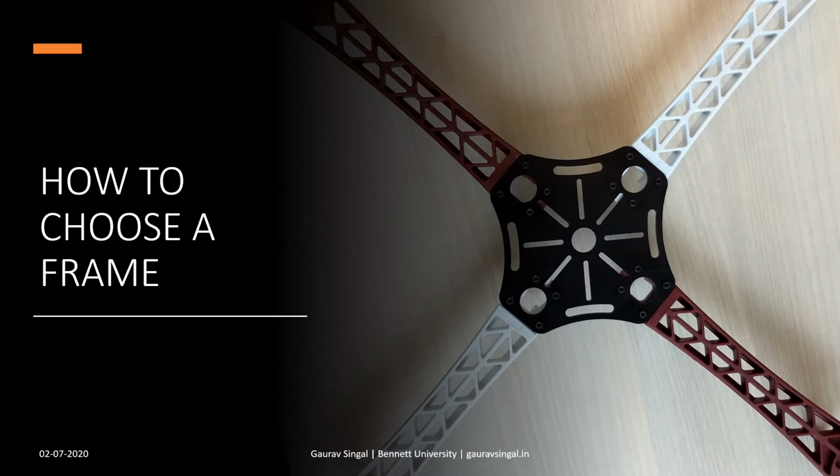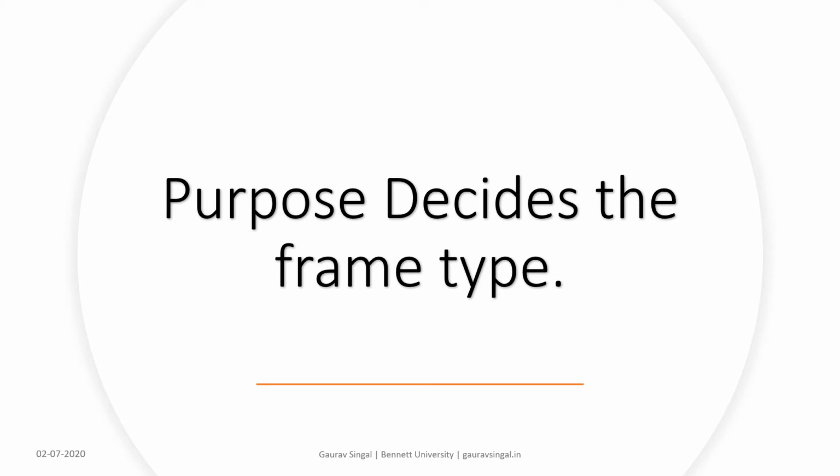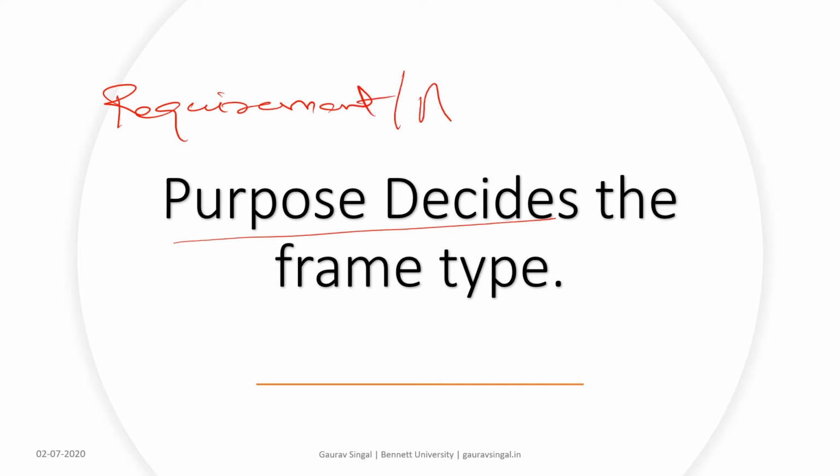So first of all is the frame. You can see this is a kind of frame. Okay, so the frame is there, but we have to see how to choose a frame. What kind of frame is required for your drone or for your quadcopter? The best definition is that the purpose decides, or you can say the requirement, the application will define what frame type you need, what is the suitable frame for your drone.